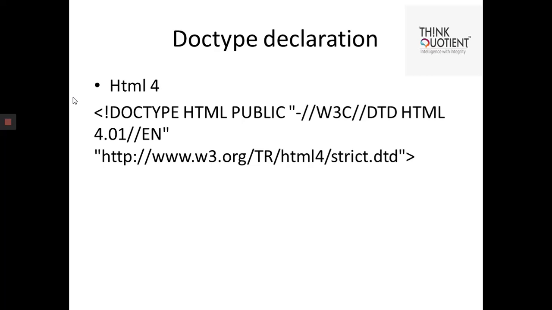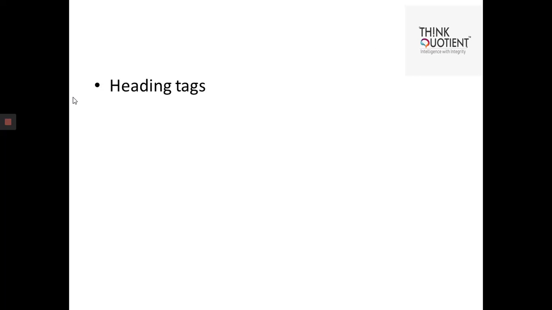So let's have a look at the HTML5 doctype declaration, how we declare it in HTML5. Simply we have to write an exclamation mark, DOCTYPE HTML, and that's it. I hope you can see how simple and easy the language is, and how shorthand the syntax is. You can see in HTML5 how we declare this doctype declaration.